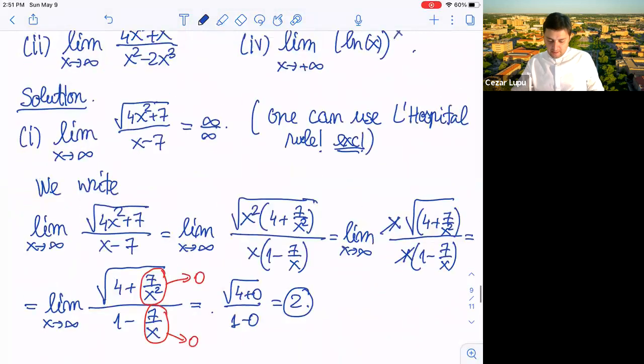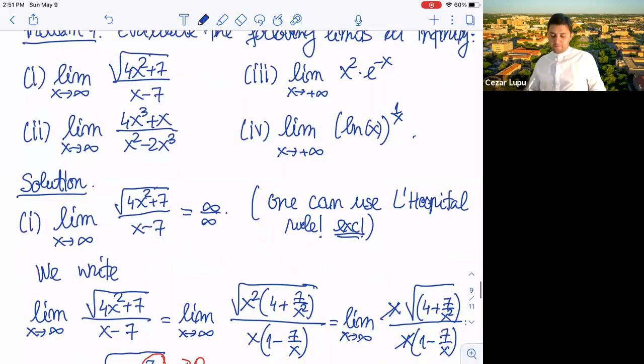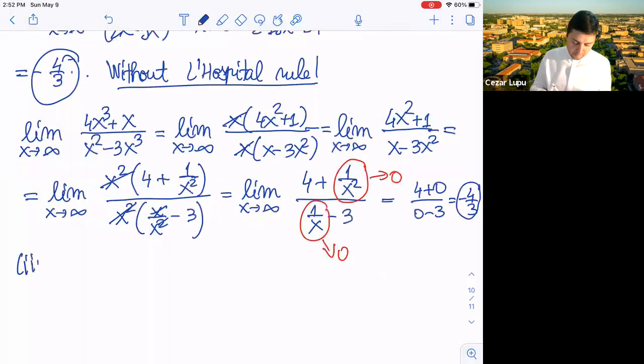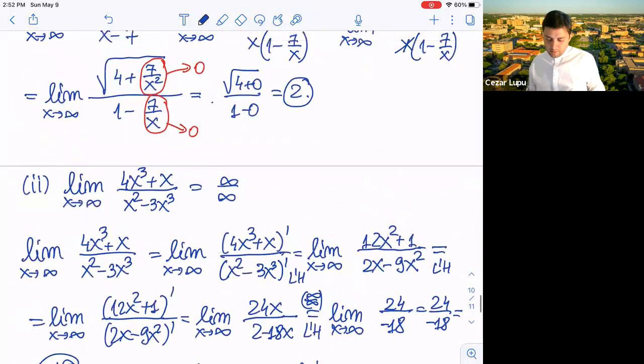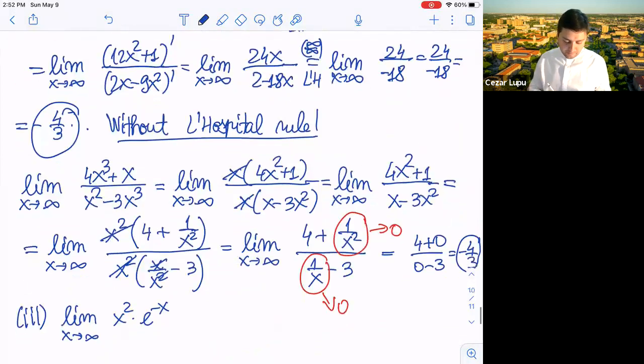Let me do the third one. So the third one is the limit as x approaches infinity of x squared times e to the negative x, right? This is it, I think.